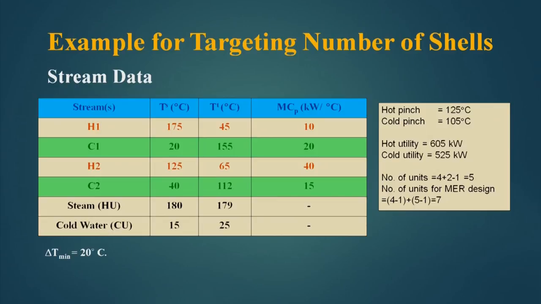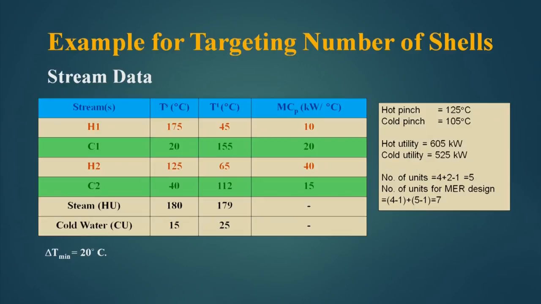Now, if we plot this, or we do the PTA of this stream data, then we find that the hot pinch is at 125 degree centigrade and the cold pinch is at 105 degree centigrade, and this is for delta T minimum equal to 20 degree centigrade. And the hot utility demand is 605 kilowatt and the cold utility demand is 525 kilowatt.